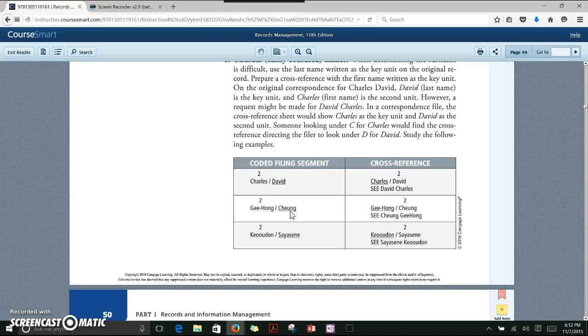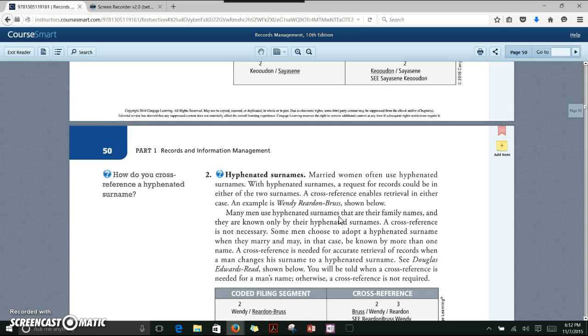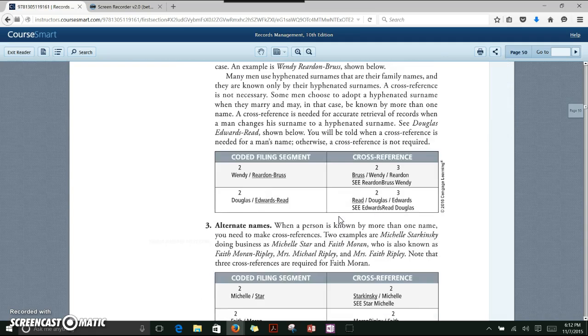This one is also, many of our foreign names are used in cross-references, like Chung Jihong. Chung is the first indexing unit, so that's where it's filed under, and then Jihong, and then you also use the opposite of that and then refer them back to where you initially filed it. I would keep these pages close to me if you're having trouble with any kind of cross-referencing.